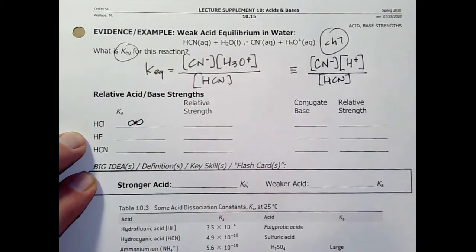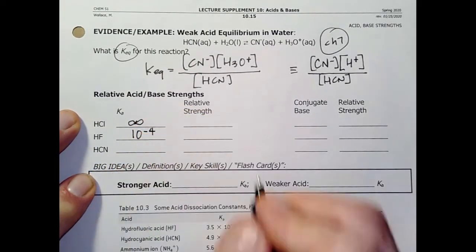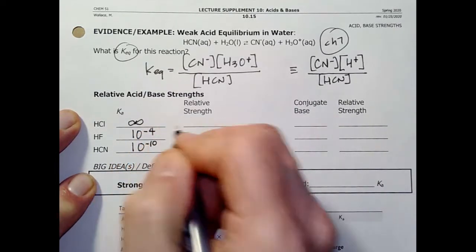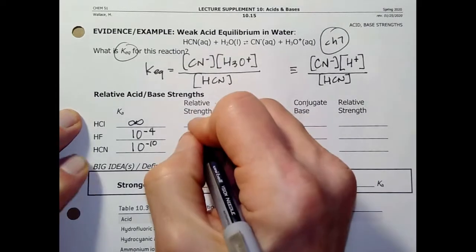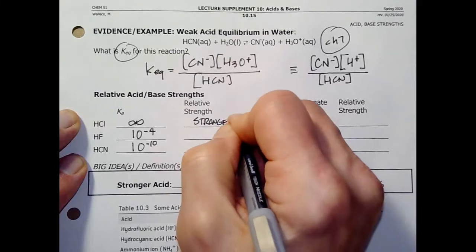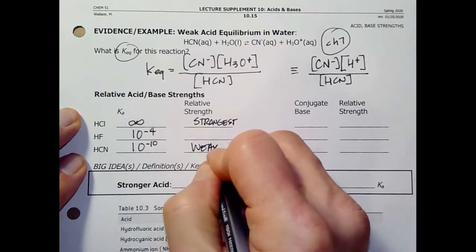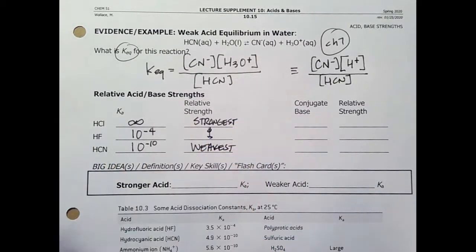It's infinite. HF, I'm just going to a table and looking that up. HCN, 10 to the minus 10. I'm just looking that up in a table. So there's my strongest acid. There's my weakest in this set. And HF is somewhere in between.